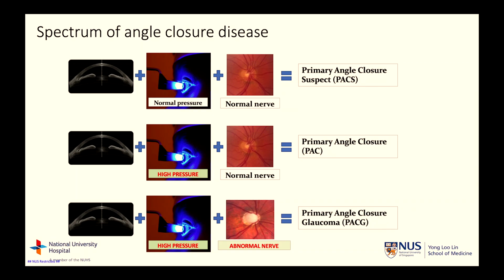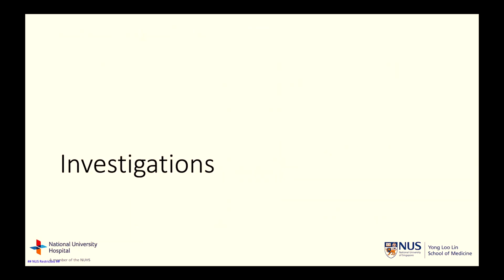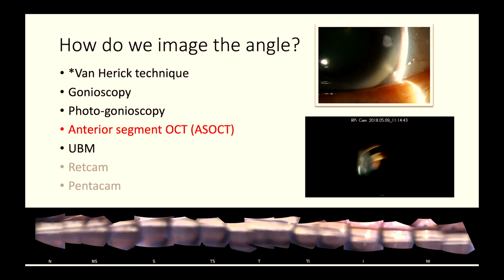So throughout the course of today's talk, I'll be referring to PACS, PAC, and PACG. How do we treat each and every one of these severity levels of primary angle closure disease? So let's maybe go into investigations and what we can do to diagnose this condition.